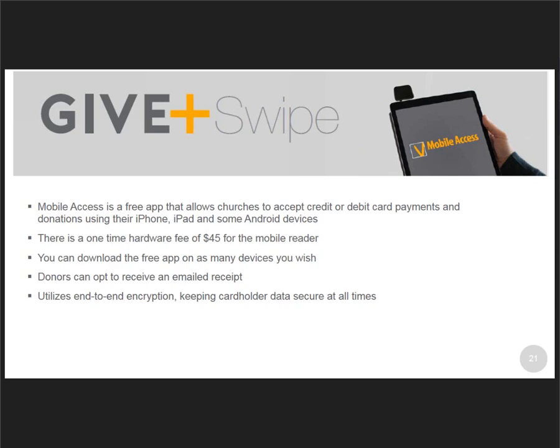You can use this for a variety of things, VBS registration nights. You can take multiple fund donations. You can put notes in next to the payment. So say you are doing VBS registration night, next to the payment, you can make a note of what the child's name is so that when you go to do your reporting, you know that this is the payment for this individual child. They can receive an emailed receipt if they want one.